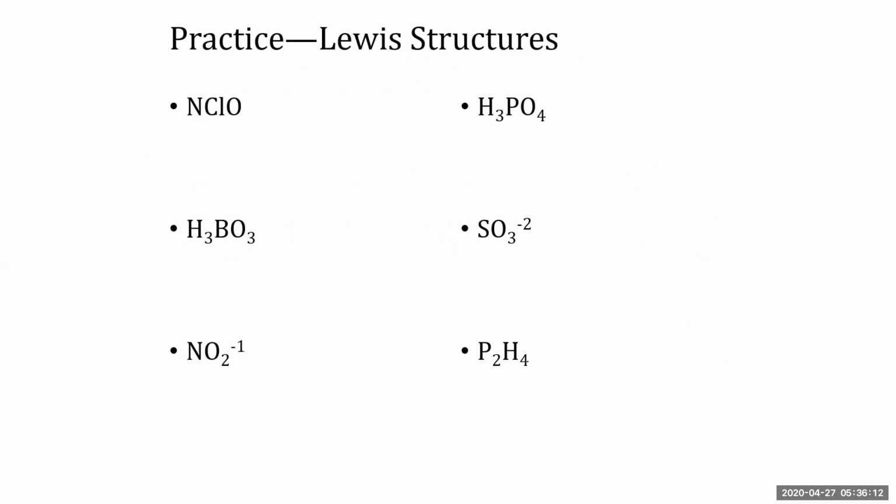Here are some practice problems for you to work on. Draw the Lewis dot structure per species. NClO, H3BO3, NO2 minus 1, H3PO4, SO3 minus 2, and P2H4.